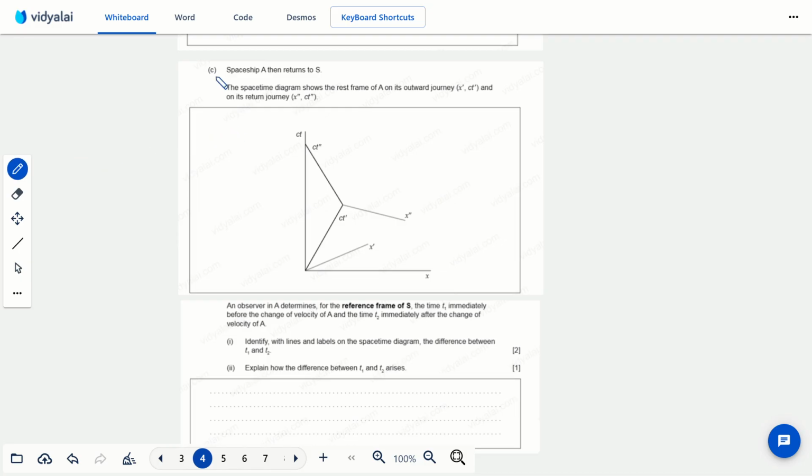In part C, we have this spaceship A coming back to S, space station. So they have already constructed the frames for spaceship A as it leaves and returns to S. So we have two different frames right here. The primed frame, which represents the spaceship leaving S, and the double primed frame, which represents the frame of the spaceship when it's returning to S. So this is the point where it makes a turnaround, and this is the point where it's arriving back at S.